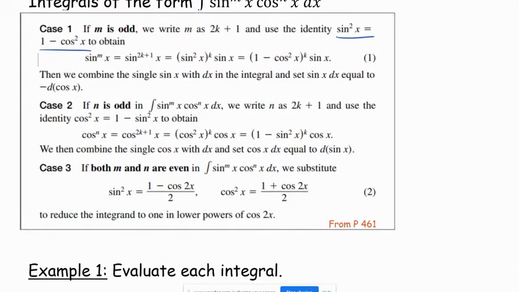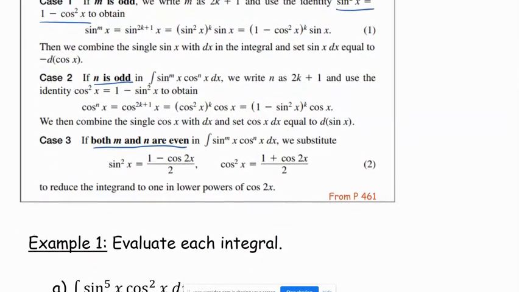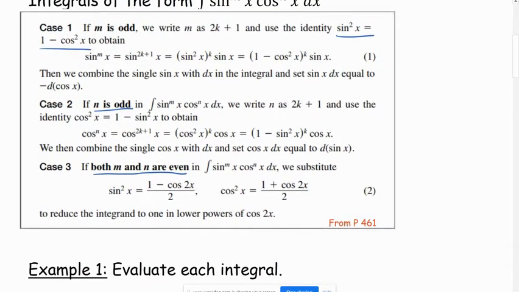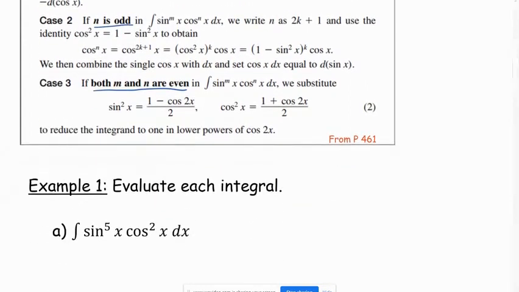If n is odd, then you can follow this. And if neither one is odd, meaning both are even, then we can use these identities. These all come back to using the trigonometric identities and the double angle identities that you've learned previously. This table is on page 461, by the way. If you have a hardback textbook, you can refer to it there. It's the same exact table, so you don't need to write that down.